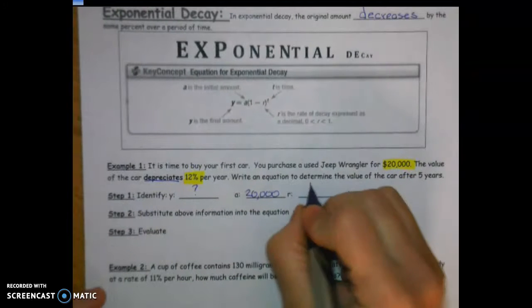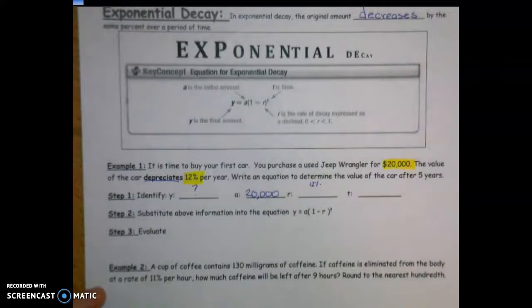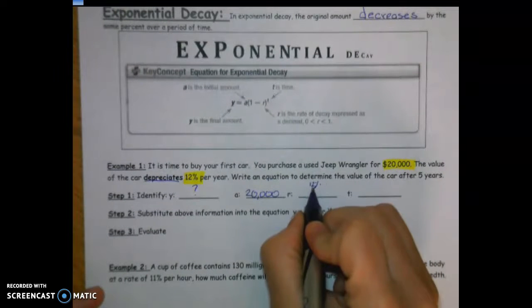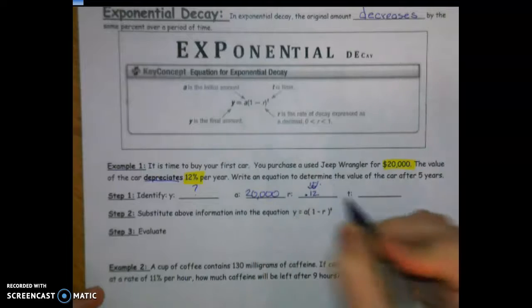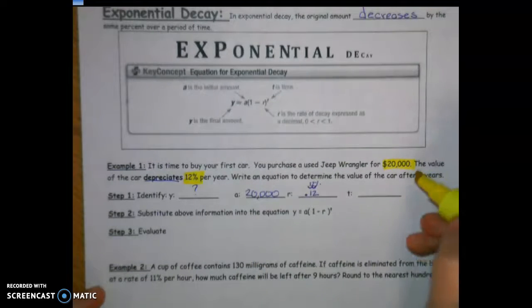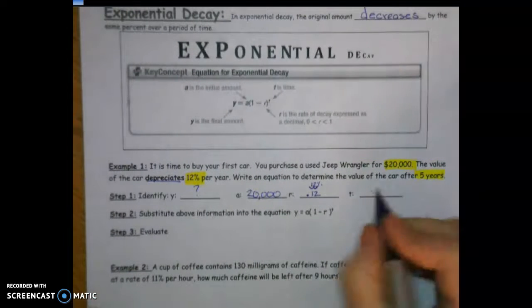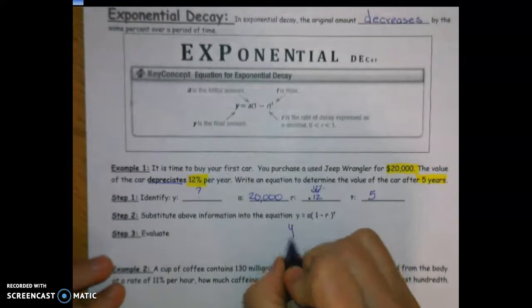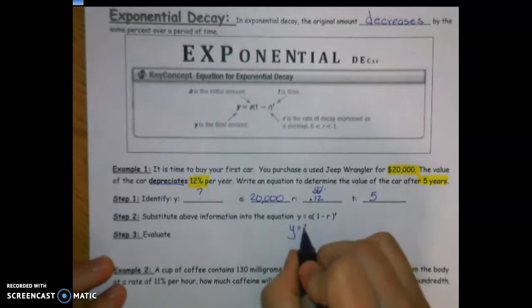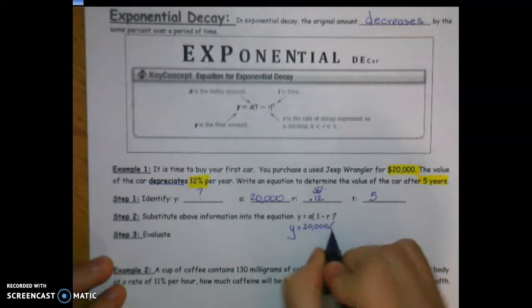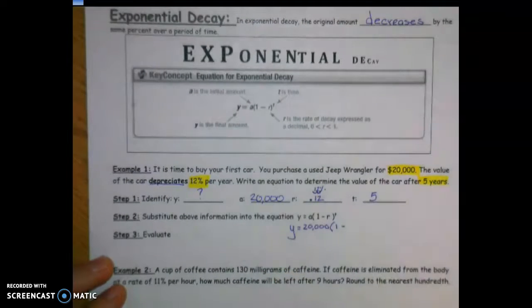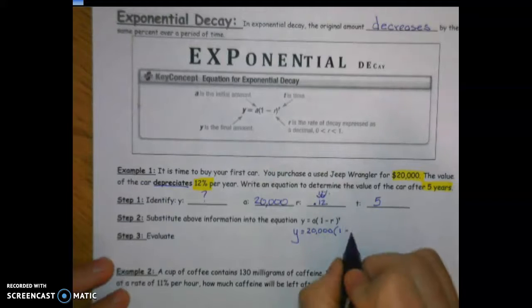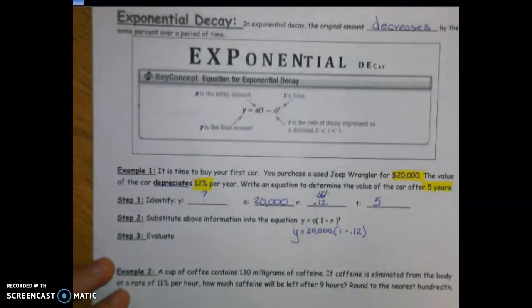So that 12% we need to change to a decimal. Remember, you're going to move the decimal 2 places to the left, 1, 2, so 0.12. And t is the amount of time, that's your 5 years, so t will be 5. Once you have your 3 values, you can plug them into the formula. Y equals a, which is 20,000, times 1 minus r as a decimal, 0.12, to the t power, which is 5.